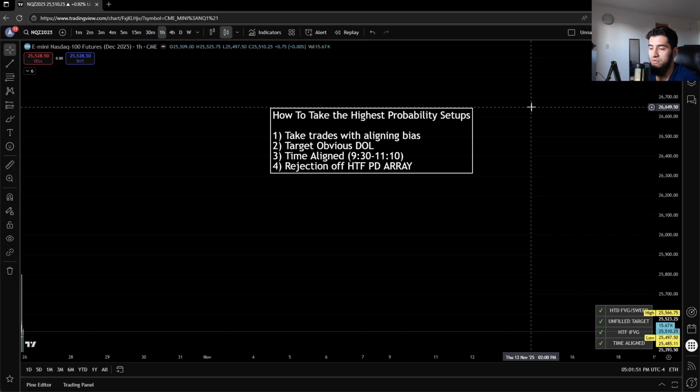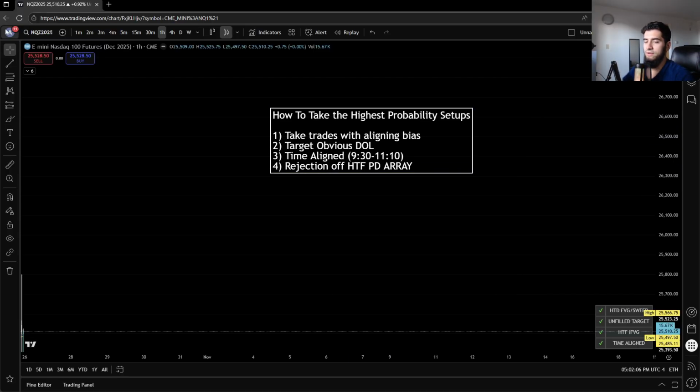Let's say you trade break of structure, same exact thing, right? You have to have ratings for your setups. You want to take the highest probability ratings, or only take A or A plus setups, because those are the ones that would bring you the most wins, right?